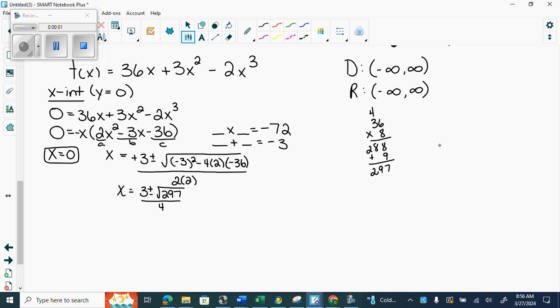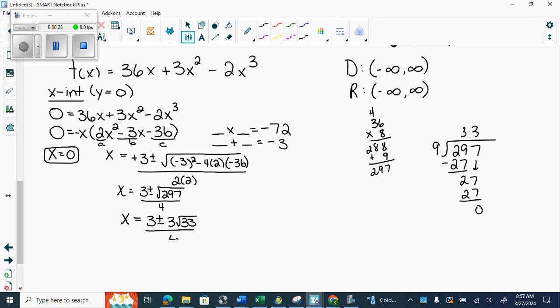So you can go 9 into 297. 27, 27. Okay, so x equals 3 plus or minus 3 root 33 over 4, and nothing can cancel, as good as it gets.